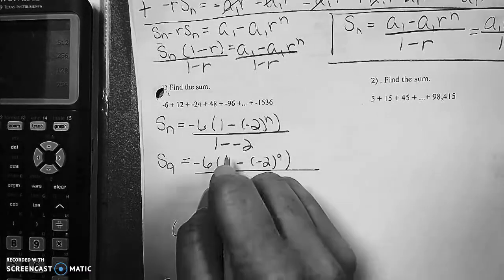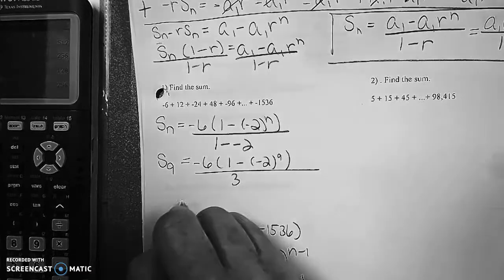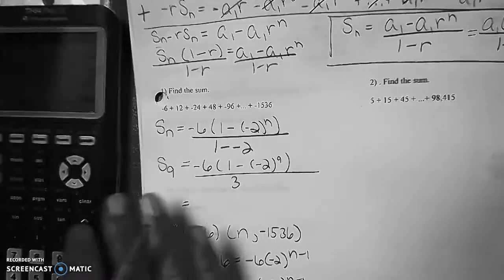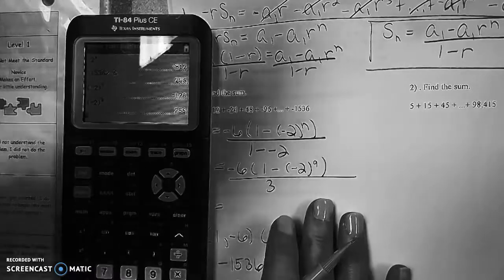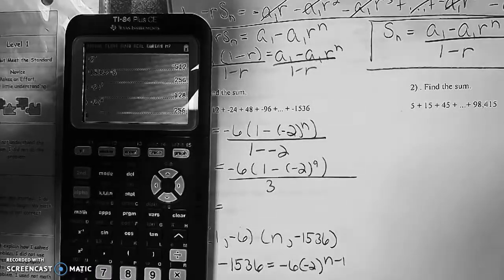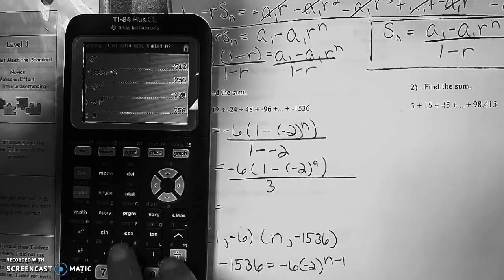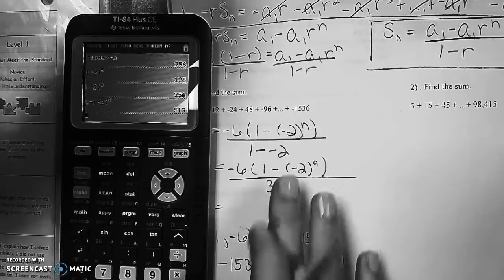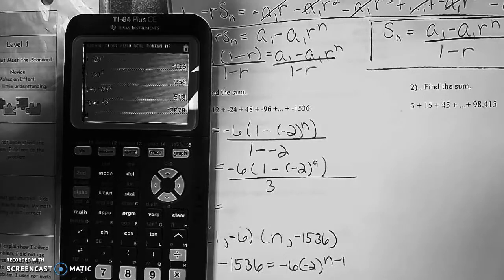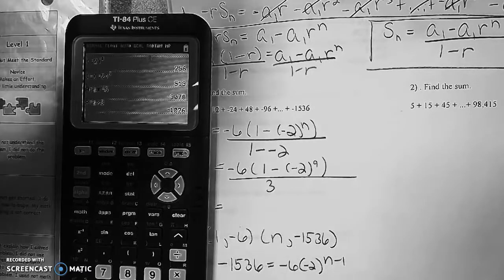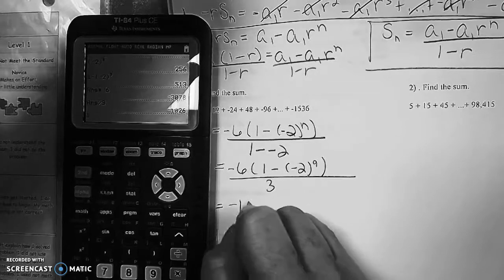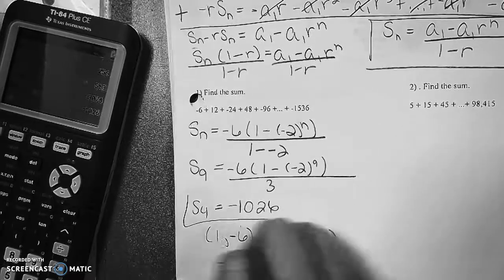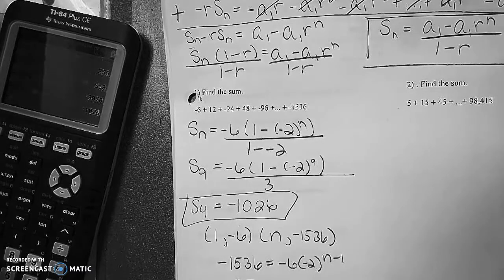I'm going to go ahead and write this denominator as 1 plus 2, so 3. And as I type this in my calculator, I'll give you a heads up. I do not type this whole thing in at once. I'm going to do 1 minus negative 2 to the 9th. Then I'm going to take that and multiply it by negative 6. Then I'm going to take that and divide it by 3. Don't type it in one big step. It's really easy to miss your signs there. And so there's our answer.